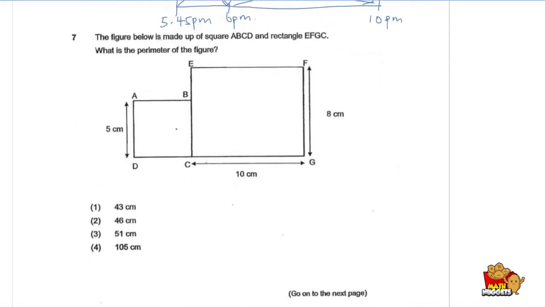Question 7, we're supposed to find the perimeter of the figure, and the figure is made up of a square, ABCD, and a rectangle. So I need to know what's this part here, EB. EB is 8. No, EB is 8 minus 5, sorry. Okay, so this is 3. So let's find the perimeter of the figure.